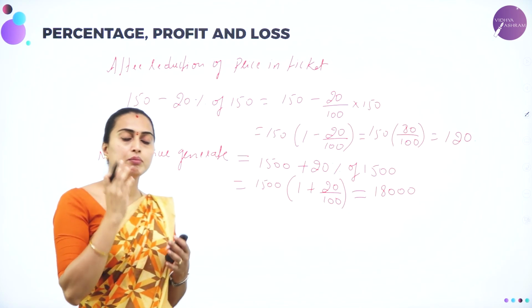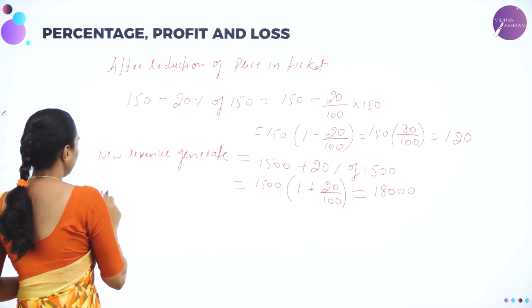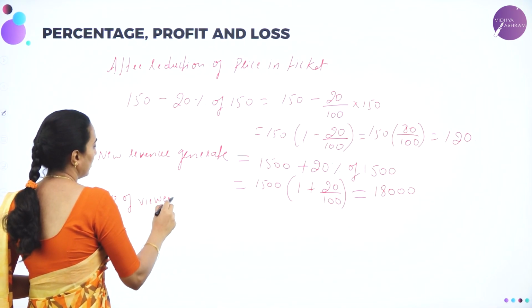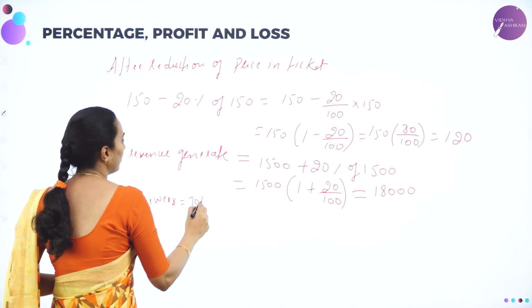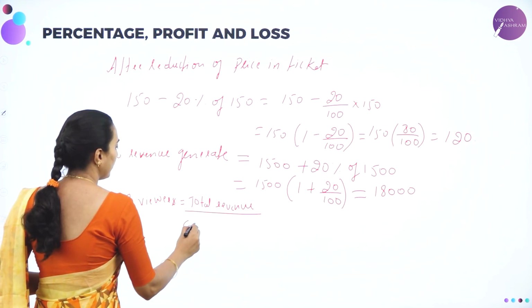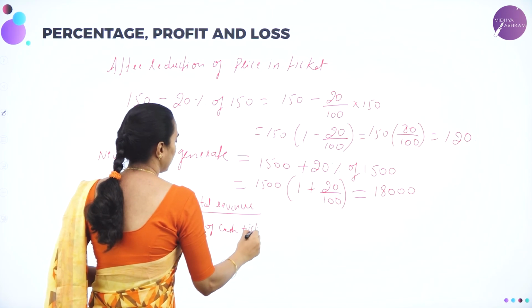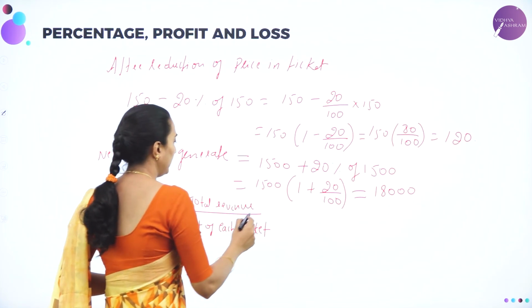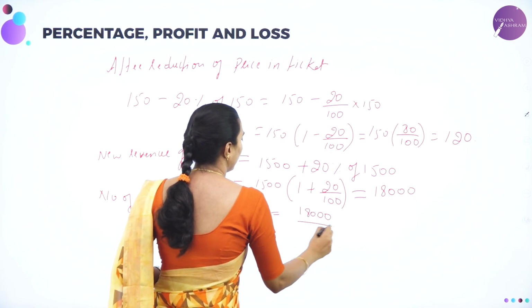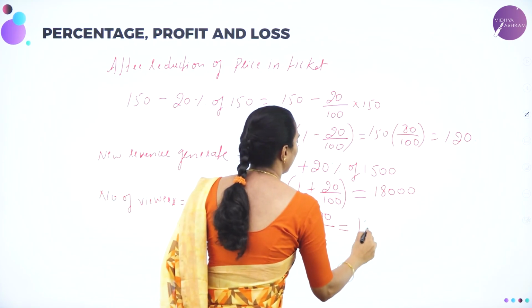Okay. So, what is the number of viewers equal to? Number of viewers is equal to total revenue divided by the cost of each ticket, right? The cost of each ticket was 120. So therefore, total revenue was 18,000 divided by 120. So you are going to get the answer for this, nothing but 150.